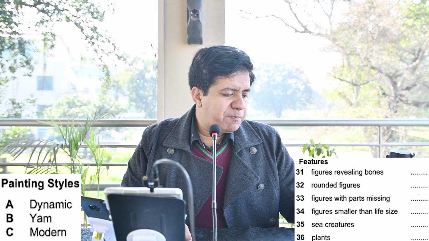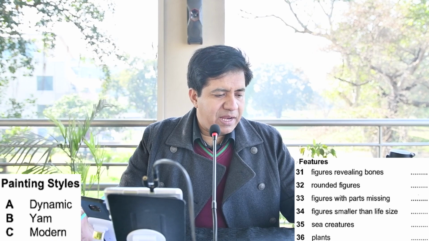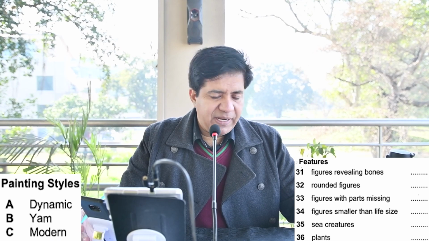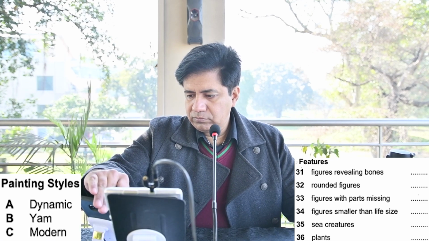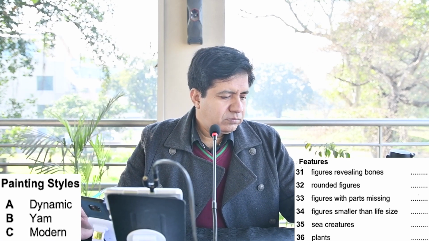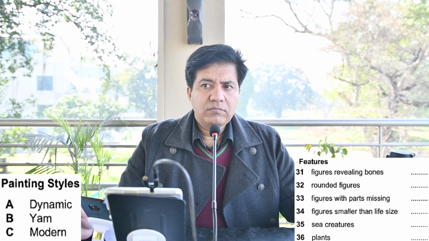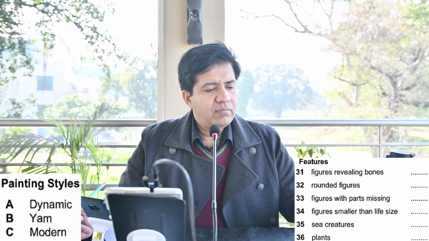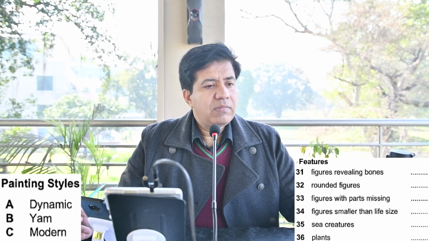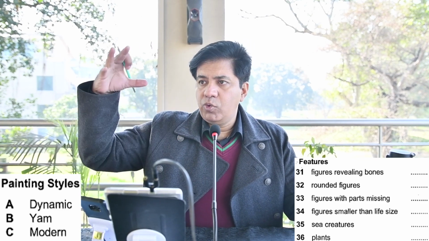Question number 36, plants. So let's see, where were the plants in dynamic, Yam or modern? These are painting styles. The paintings of the Yam tradition also suggest that during this time, the Aborigines moved away from animals as their main food source and began including vegetables in their diet, as these feature prominently. It is again B, Yam, and they moved from animals to plants.